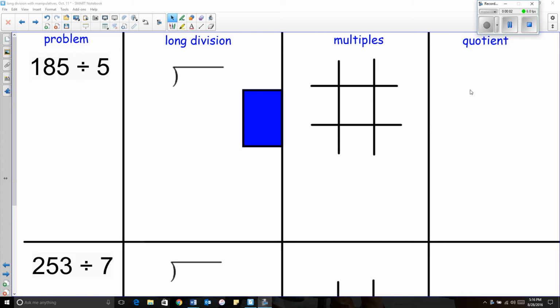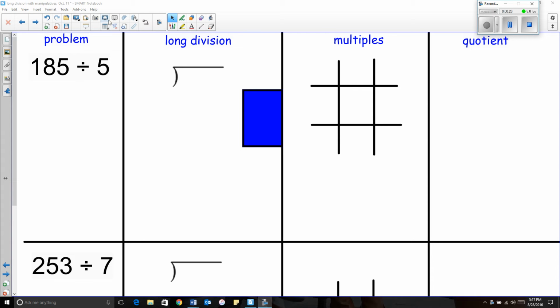Okay, so yesterday we started out super simple, doing manipulatives using blocks to do some simple division problems. So now we're going to be doing some just normal 3 by 1 division, and we're going to be using a list of multiples this time to help show us the different groups.